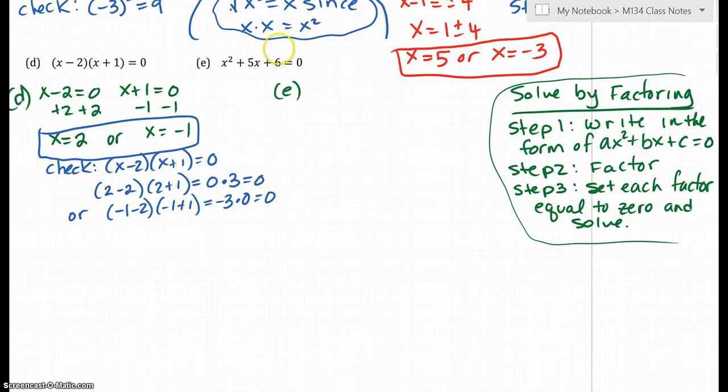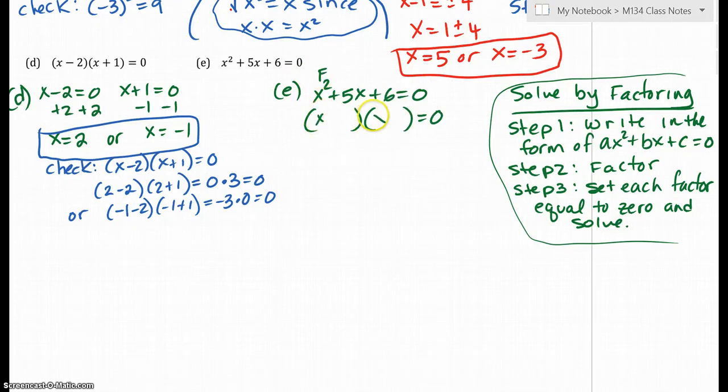So let's do E right here. Step 1's already done for us. So this one we need to factor first. So I'm going to go ahead and do my factoring. I'm still going to leave my 0. Let me rewrite it. That looks better.